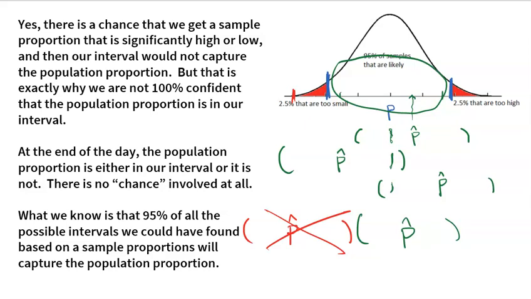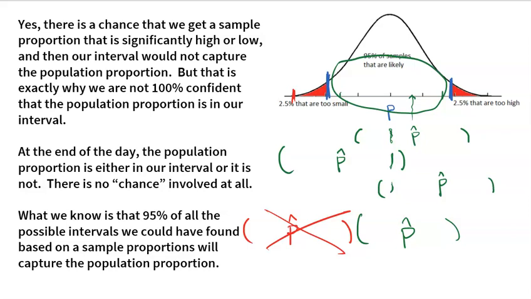A lot of people like to throw the word chance around. They like to say, oh, I know what 95% confident means. It means there's a 95% chance the truth is in my interval. Absolutely not. It actually has nothing to do with chance. It has to do with samples. 95% of samples are so close to the truth in the middle that when you build the interval around them, they will capture the truth.